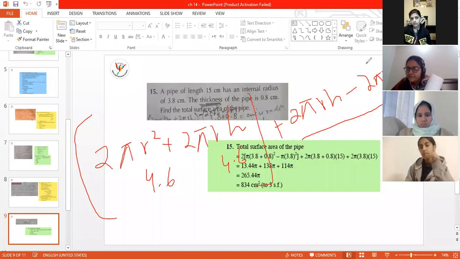We have subtracted this r, which is 3.8, and here the r is 3.8 because the cross-sectional area will be included. This cross-sectional area will be included, but the base will be reduced from one side. That's why we have just subtracted minus 2 pi r square. The answer will be 834 centimeter square.